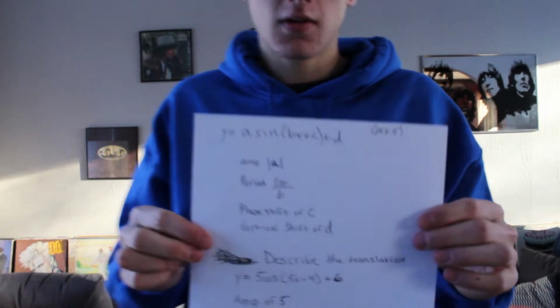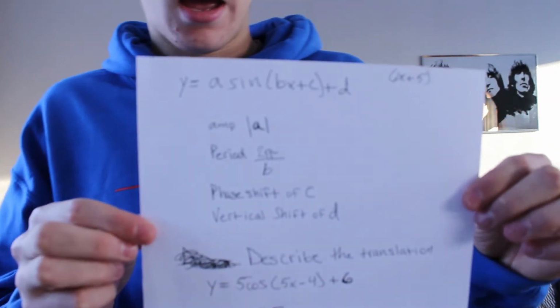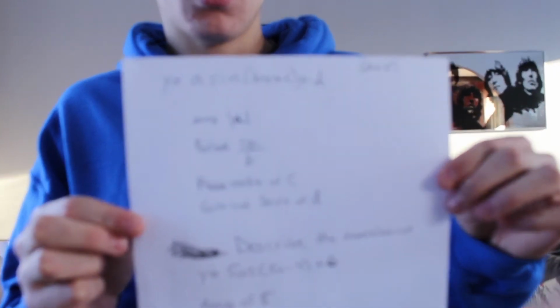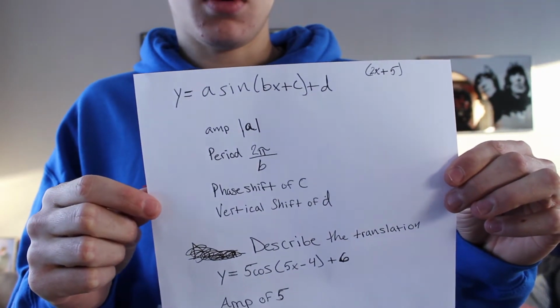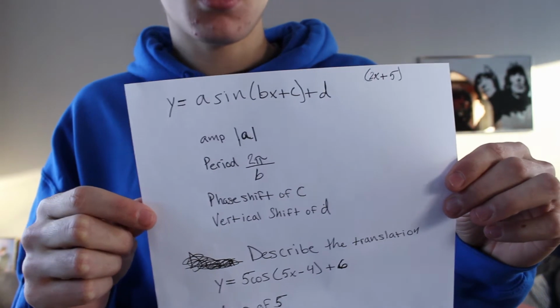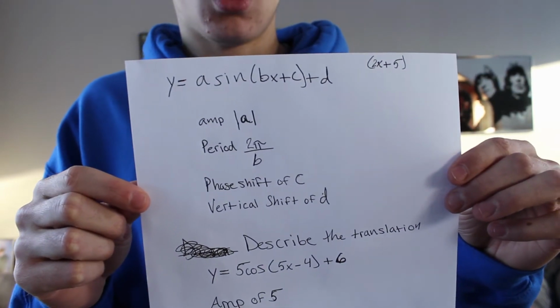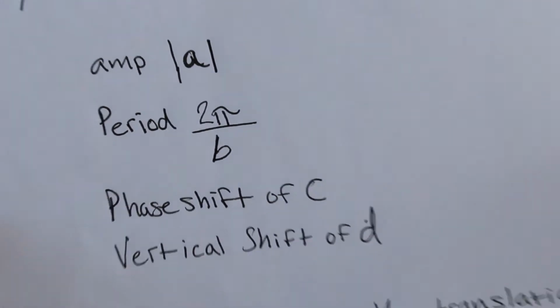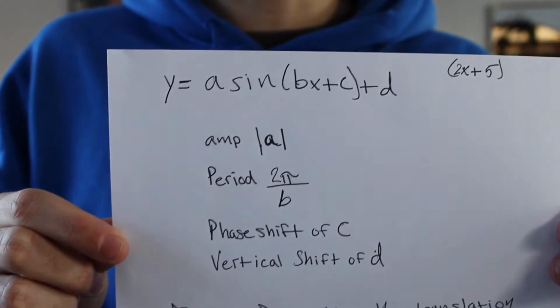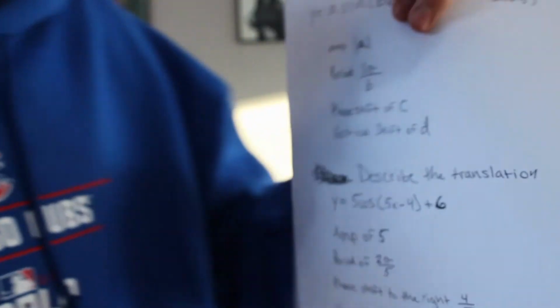Hello, I'm back. I'm here to talk about describing the translations of waves. As you can see, the amplitude would stay with A. The period would be 2 pi over B, and the phase shift would be of C, and the vertical shift would be of D. That may sound confusing now, but here's an example.